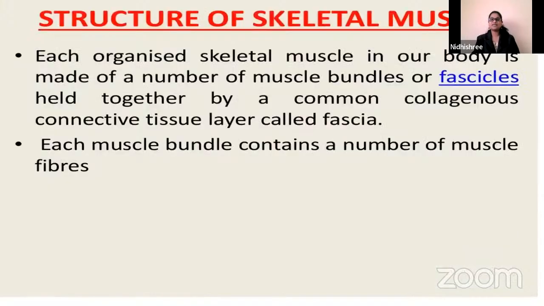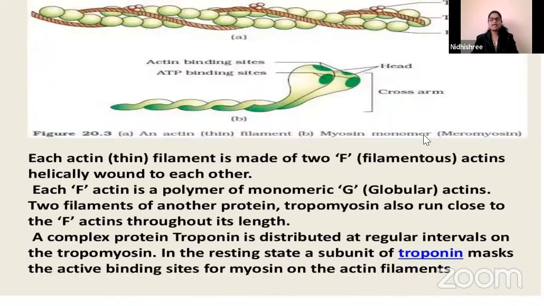Then structure of skeletal muscle. Each organized skeletal muscle in our body is made of a number of muscle bundles held together by a common collagenous connective tissue layer called fascia. Each muscle bundle contains a number of muscle fibers. I only added the slides which are important for CET or competitive exams. That is why it is not organized like a theory chapter. Next, the muscle fiber will be consisting of actin.